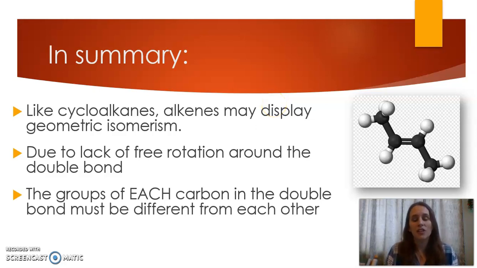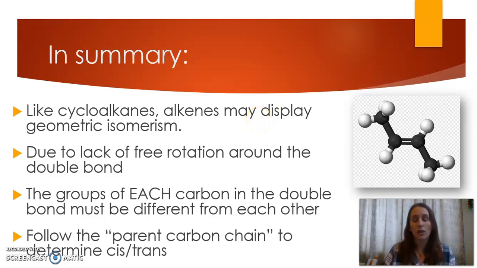The groups off each carbon atom in the double bond have to be different from each other in order for geometric isomerism to be possible, in order for there to be a cis version of that molecule and a trans version. These are different substances, they do have different physical properties, and therefore they deserve different names reflected by the cis-trans.